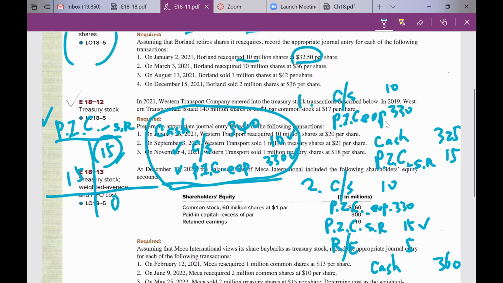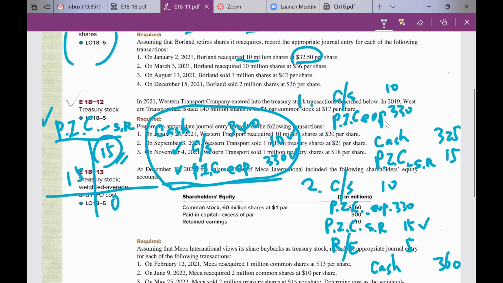Can you explain one more time about the retained earnings? How do you get retained earnings 5? Yeah, because the total so-called loss is 20, right? 20 millions, okay, so-called loss. But paid-in capital share repurchase, you only have 15 balance. So you can only decrease paid-in capital share repurchase for 15. So then the remaining 5, you have to decrease from your retained earnings. You have to treat it as a real loss.